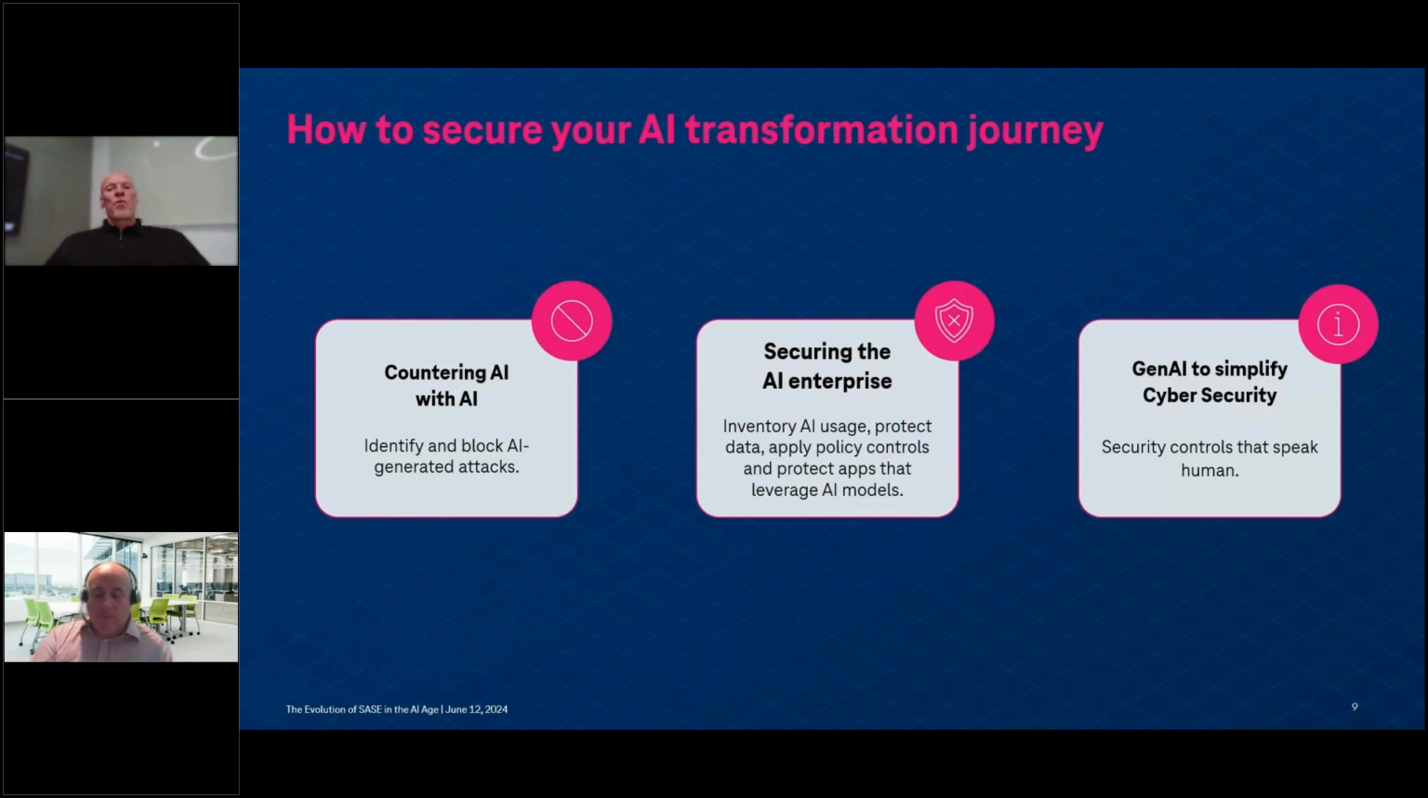So once we know what is being used, once we have that full inventory, and then to Mark's earlier point, we can start applying policy controls to protect sensitive data, while at the same time securing applications that either leverage AI or have AI embedded in them, like the Excel example.